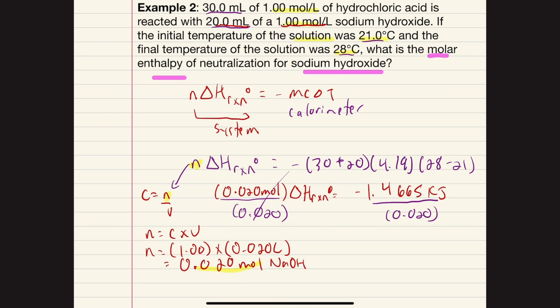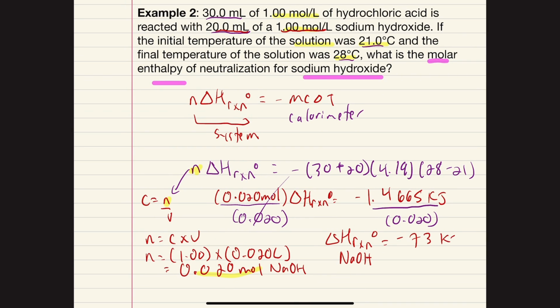We end up getting a molar enthalpy of reaction for the neutralization of sodium hydroxide of negative 73. And since we want 2 significant digits, it'll be 73 kilojoules per mole.